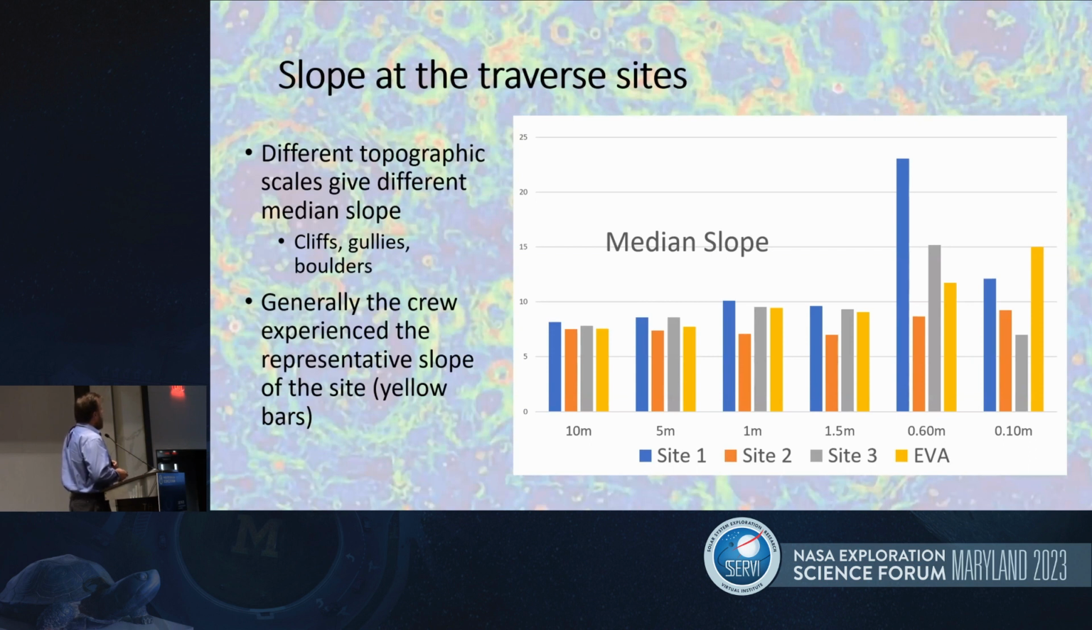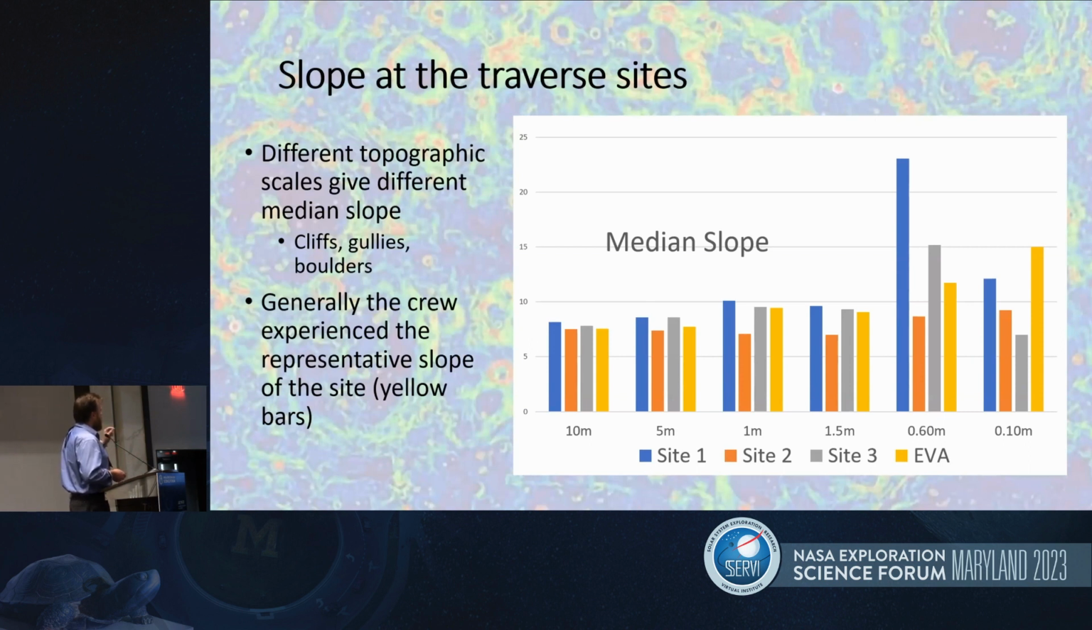You can note a few things. The 60 centimeter one is very interesting. There's a lot more variance in that slope measurement. I think that's because there are cliffs and gullies and boulders in our study area that are about that size, and so we're seeing that in the slope data. The 10 centimeter one is a little bit less, and that's maybe because you're getting multiple slope measurements around the same boulder. That's not really all that helpful.